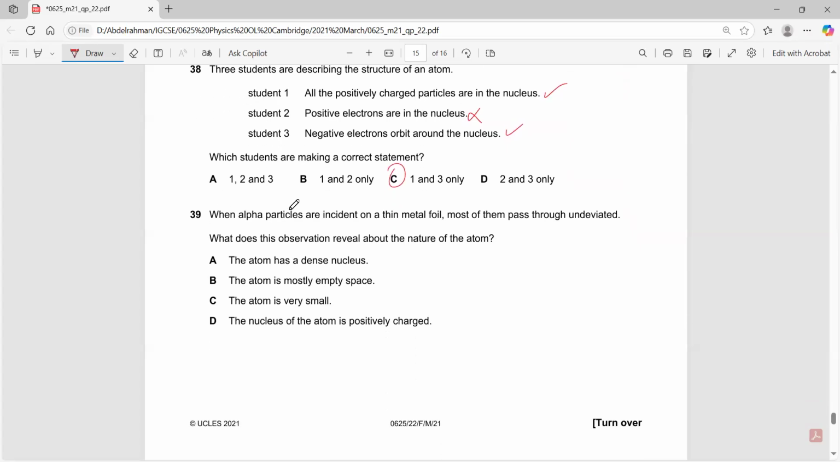When alpha particles are incident on a thin metal foil, most of them pass through undeviated. What does this observation reveal about the nature of the atom? It is mostly empty space, right? It is mostly empty space.